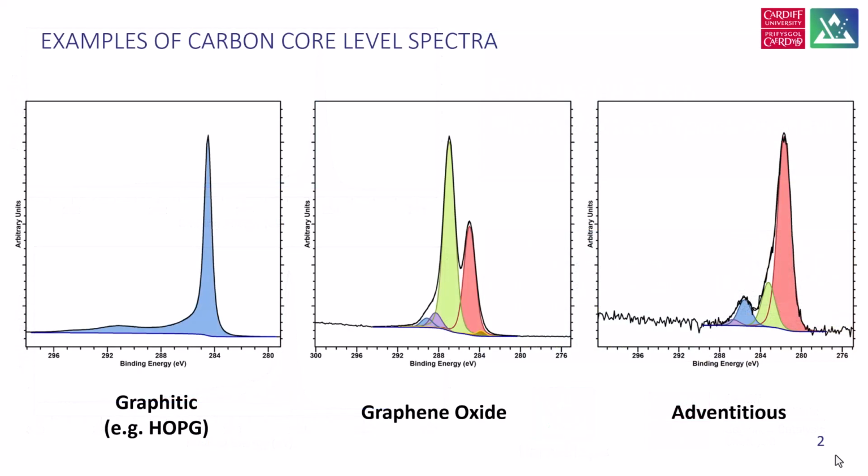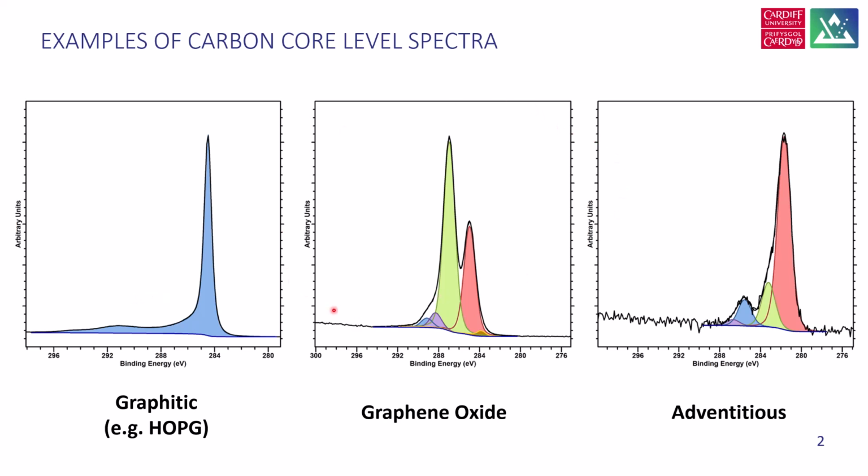So here are some examples of carbon core level spectra that we see. On the left hand side we have the typical graphitic type carbon. This is taken from a HOPG sample, so probably the most perfect graphitic type sample that you can get. And we can see it has certain characteristic shapes, which we will come on to slightly later on in this little overview.